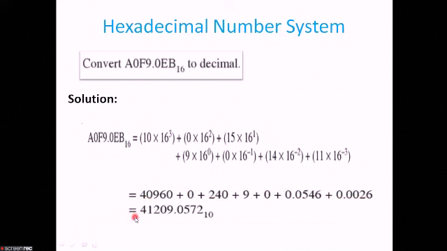The ultimate result is 41209.0572 to the base 10. Why is the base 10? Because it is converted to a decimal number.